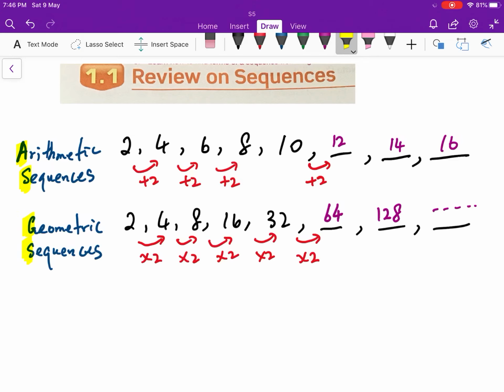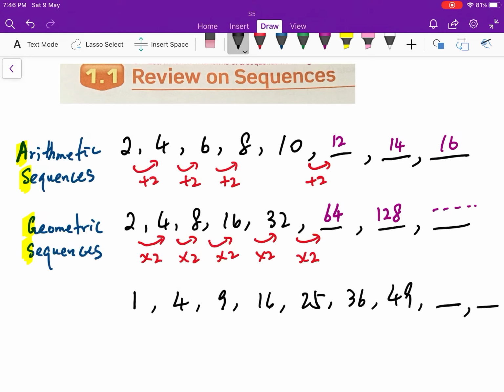Okay, so I already introduced 2 types of sequence, right? So let's try to take a look at the third one. Okay, what if I give you 1, 4, 9, 16, 25, 36, 49? Can you guess the remaining ones? Take a look at this. What is the property between those numbers?